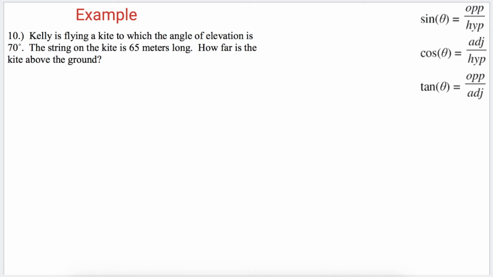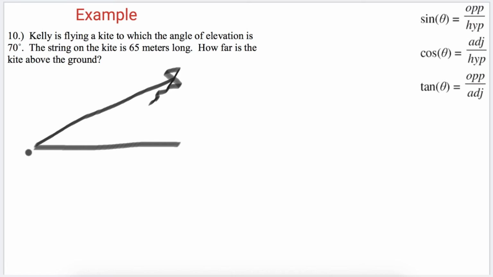The first thing that we're going to do is to draw a diagram. I'm going to draw a string that indicates where the kite is while it's in the air. And then the second thing I'm going to do is show the horizontal distance on the ground.